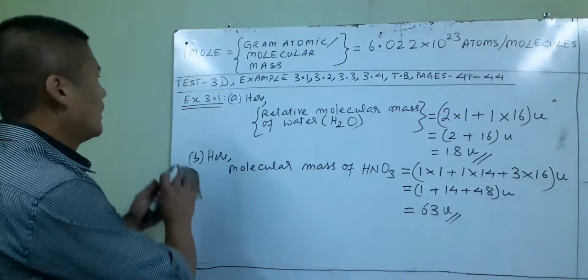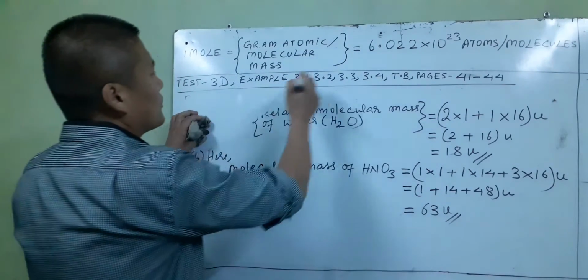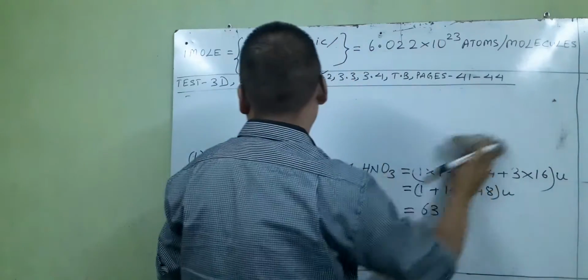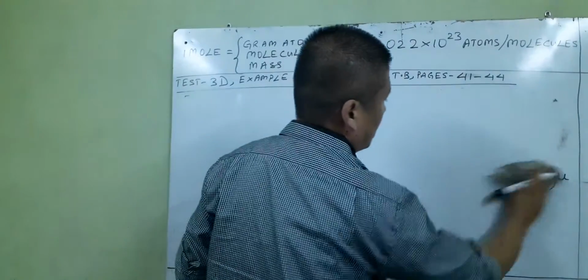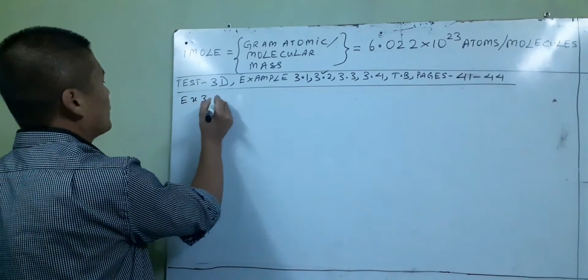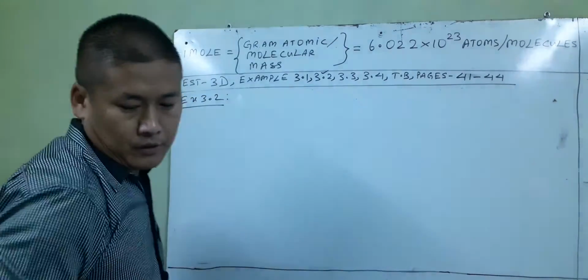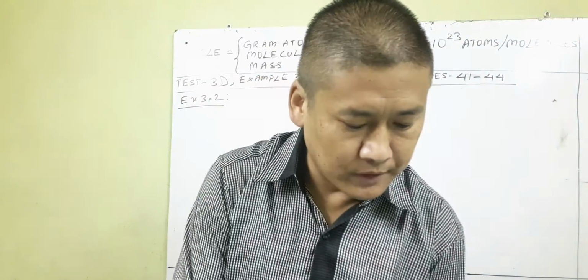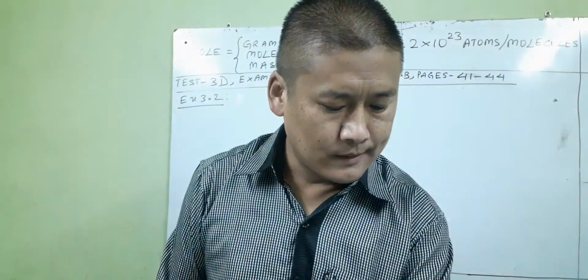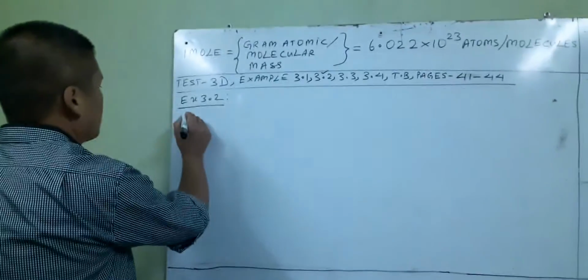Okay, now 3.1 is done, so let us go to 3.2 here. Example 3.2. I think it's on page 42, so let me read it. Calculate the formula unit mass of CaCl2. So just write the answer here.